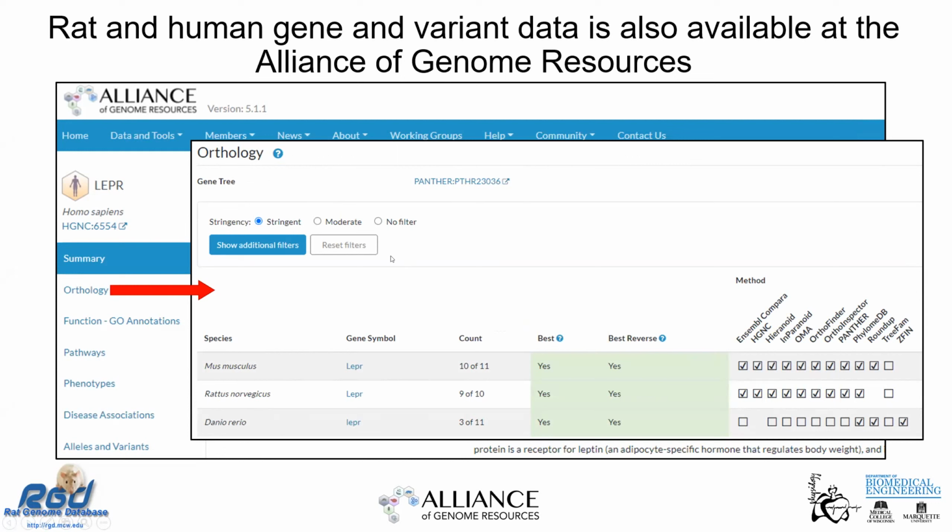I don't know how much was talked about the stringency levels at the Alliance. So the default is to show the stringent level, which is orthologs that are called by at least 3 algorithms, and either are predicted to be the best or best reverse hits, or 2 orthologs and both best and best reversed. So these are the stringent orthologs. So you can see at least 3.